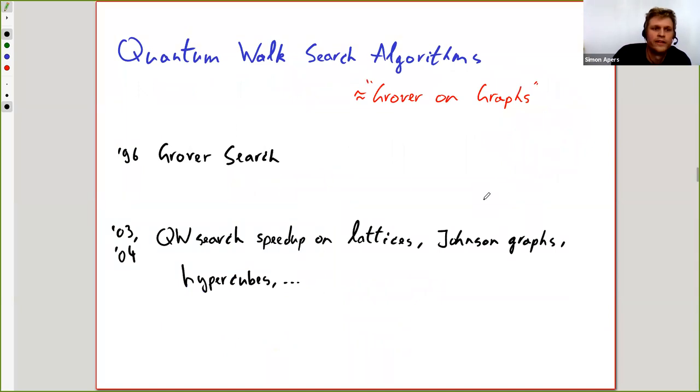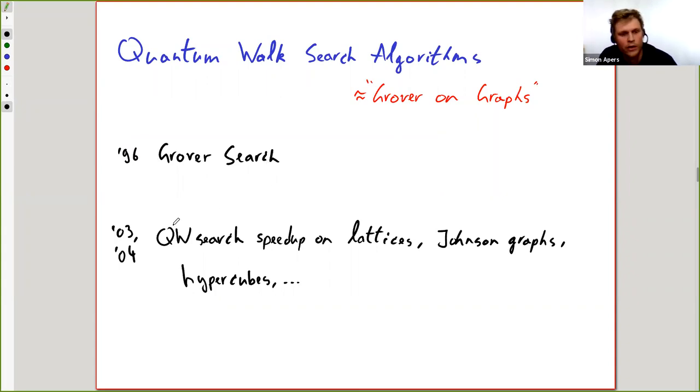All right, so we're going to look at quantum walk algorithms and quantum walk hitting time algorithms, which you can basically think of as algorithms that implement Grover on graphs. I'm limiting the scope a little because this statement is not true in general. There are quantum walk algorithms on graphs that give exponential speedups, but these are very particular, and this is not what we're talking about in this paper. What we're talking about is quantum walk algorithms that give a Grover-ish speedup on graph search problems. For perspective, in '96 we had Grover search.